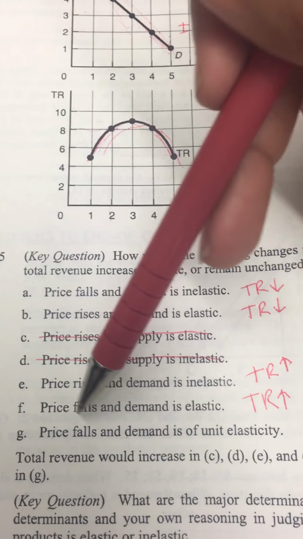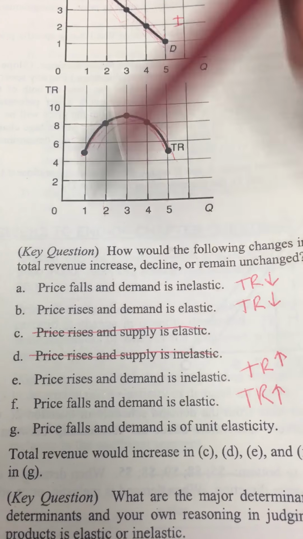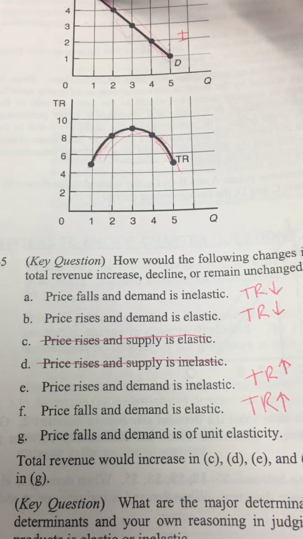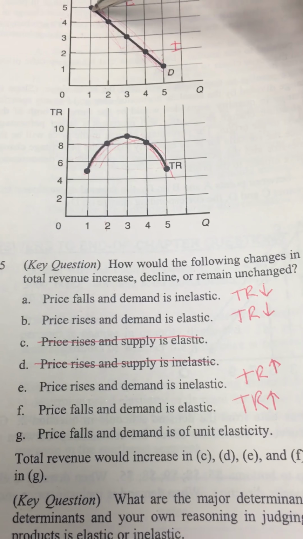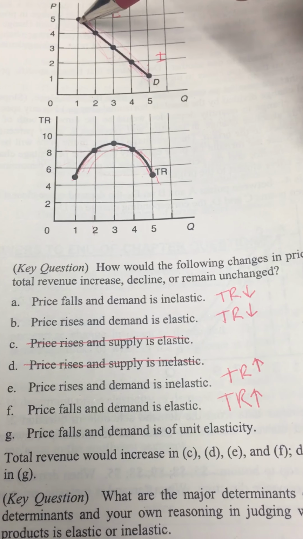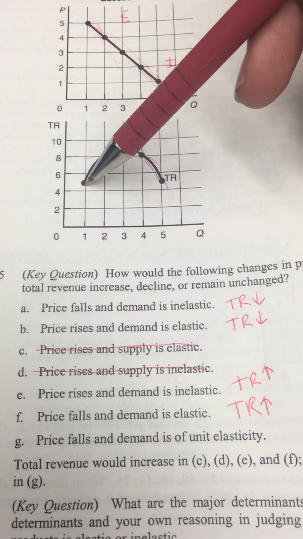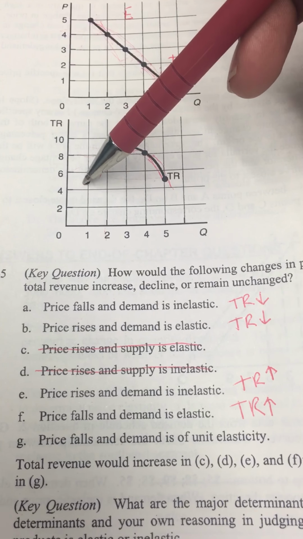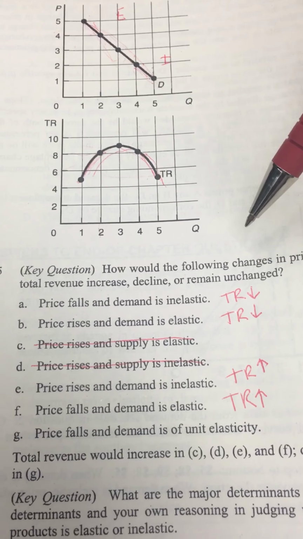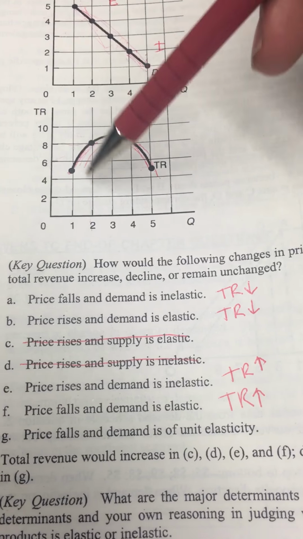And then the last one, price falls and demand is elastic. So I have a very elastic good, right? And if I drop my price, the price is going to fall. When I go from here to here, you can see, right, that my total revenue is actually going to increase. So that is the relationship between elasticity and total revenue.